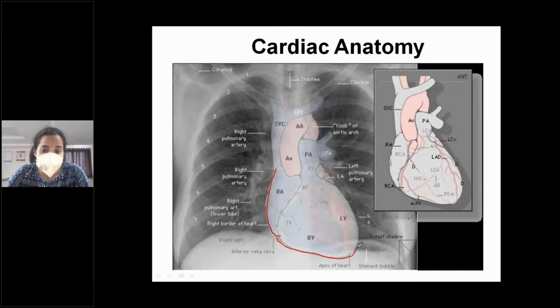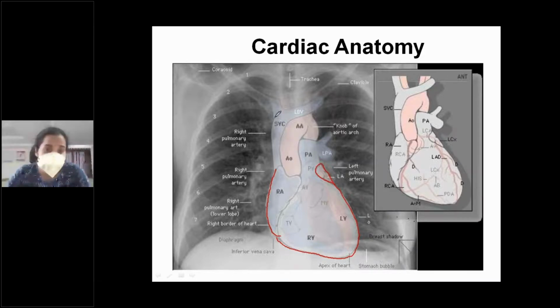And then the left ventricle forms the left border of the heart, and this small thing that is present here forms the superior part of the left border of the heart. This is nothing but the left atrial appendage. This is the left atrial appendage, or also the left auricle.